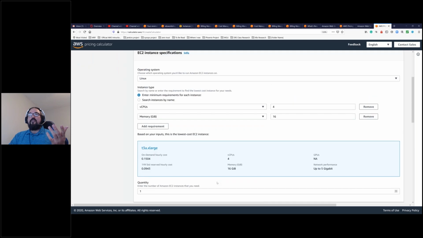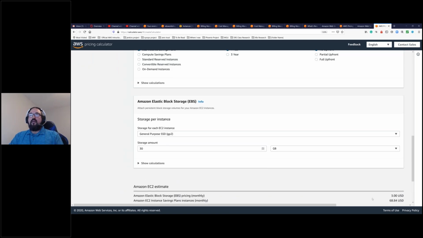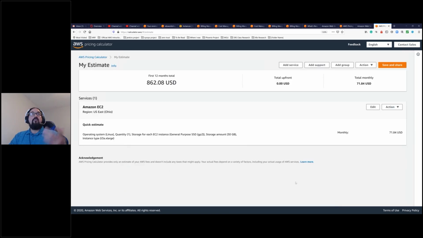But you basically add your estimate, and at the bottom when you're done, you say, look, I want to add this to my estimate, and it will show up, right? This is what it's going to look like for the first 12 months. And then you can add other services, or you want to add support, or you can add other groupings to it. But this is the estimate tool, the calculator.aws, one of the new tools that AWS is working with.